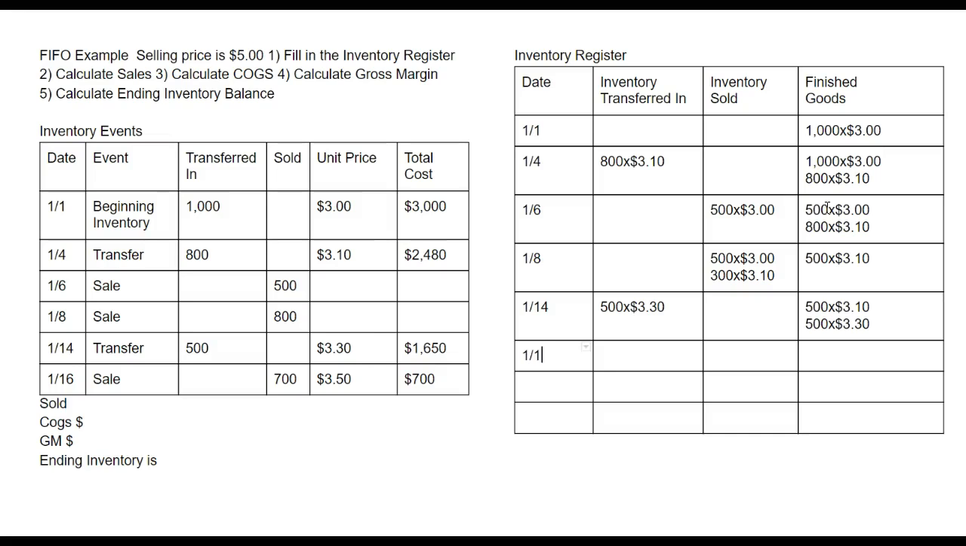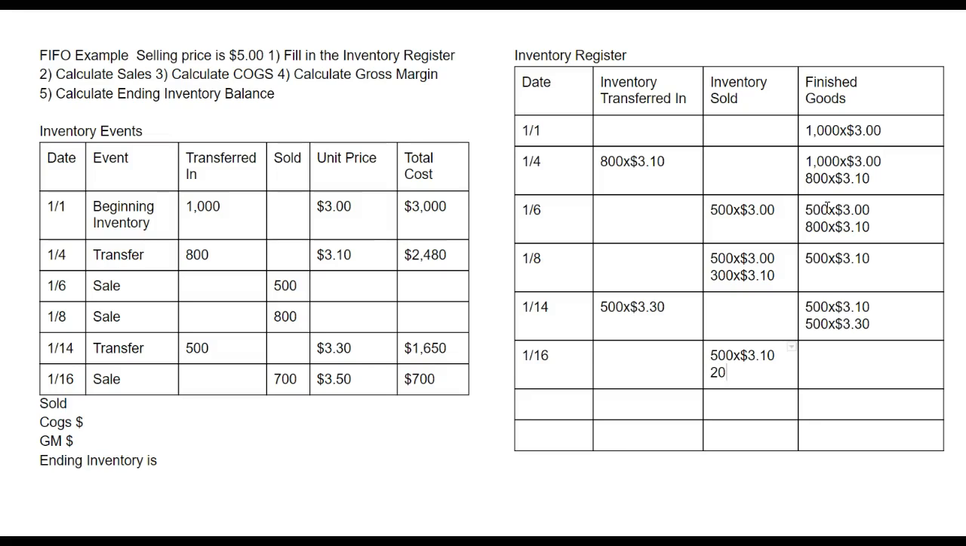So now on the 16th, we have a sale of 700 units. And so the first 500, since it's FIFO, we're going to pull from our older inventory first. So we're going to sell all 500 of the units assigned to $3.10. And then the other 200 is going to come from the $3.30 bucket. So what we're left with here, we're left with 300 units at $3.30.